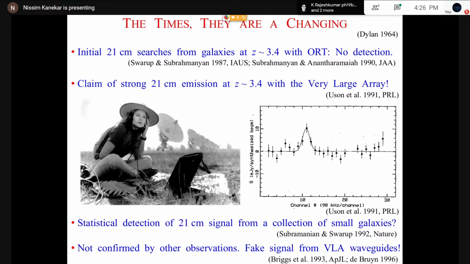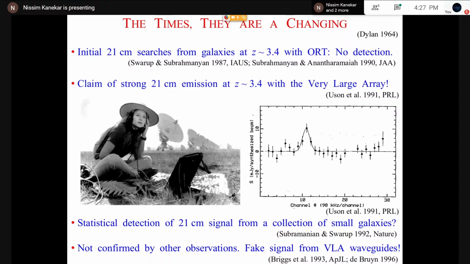So Govind and Kandu Subramanian, who was at NCRA and is now at IUCAA, argued in an extremely nice paper in Nature in 1992 that the signal that Dwan Usson and company had seen was not likely to be from a single gigantic galaxy, but might be a statistical detection of the 21 centimeter signal from a collection of small galaxies. So maybe a protocluster was forming, and there were a lot of small galaxies inside your beam, and what you're seeing is a collection of the signals from all these galaxies. And that was a very interesting idea, and as you will see, it is fairly prescient.